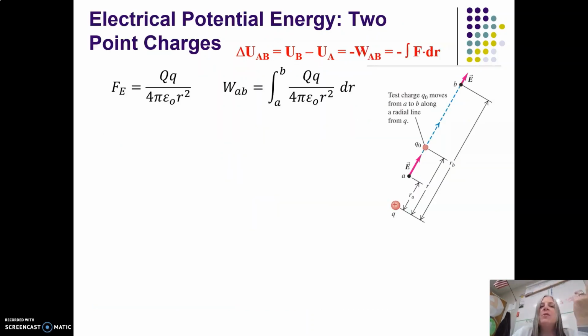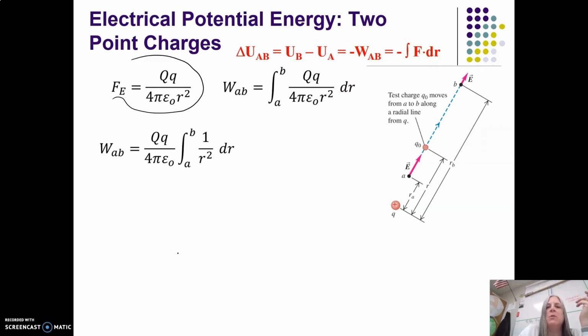All right. Now, we also have this equation, right? Coulomb's equation for point charges for electric force. And so we can do the same thing. We can put in the electric force. We can take an integral. And of course, when we take an integral, we want to take all of our constants out, right? All these things are constants here. So we're taking the integral of 1 over r squared dr. So what is the integral of 1 over r squared dr?